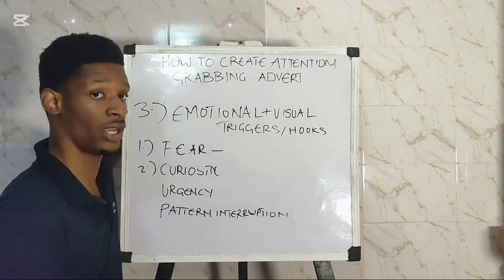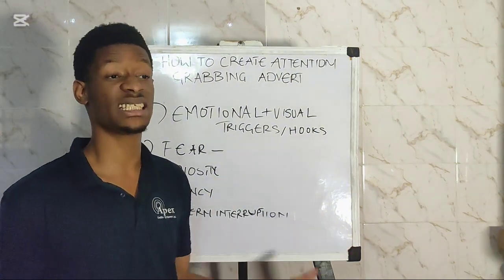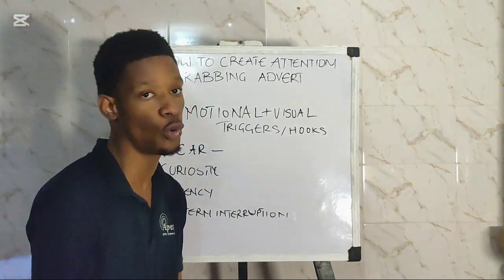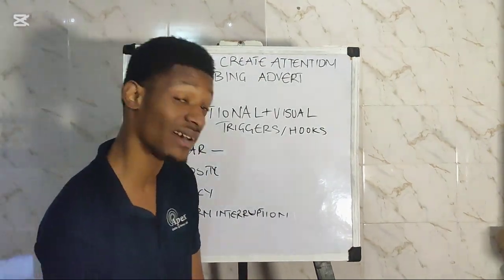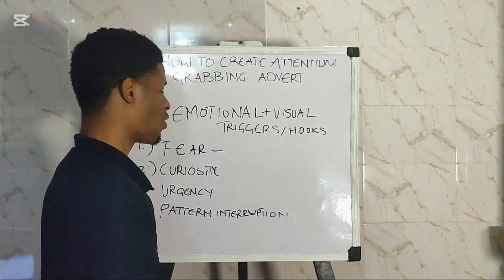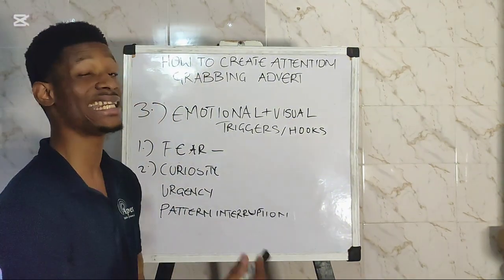For example, "This is what most businesses miss in their adverts." That is a curiosity hook. If I say something like that, you want to know what you are missing when you are creating adverts. That will create curiosity for you to know, okay, what does this guy want to say next?